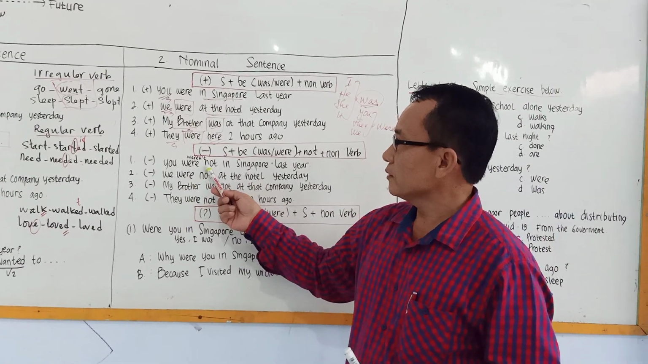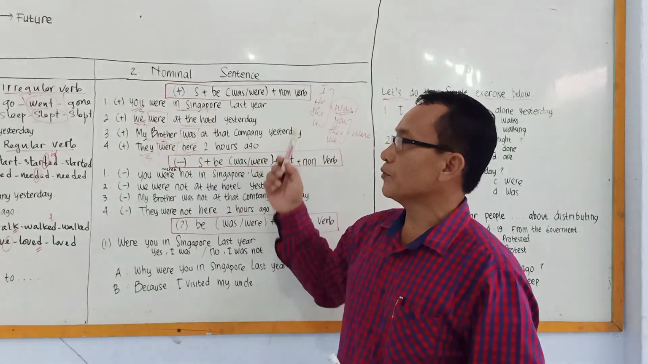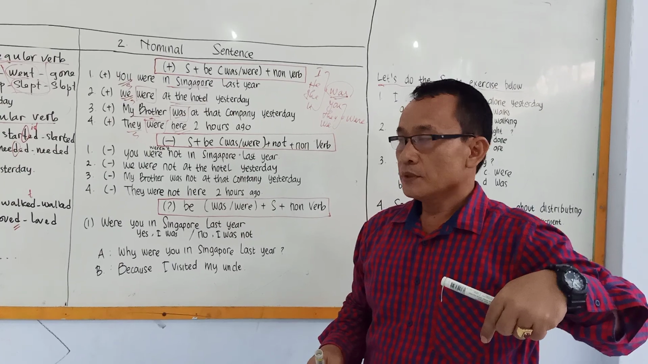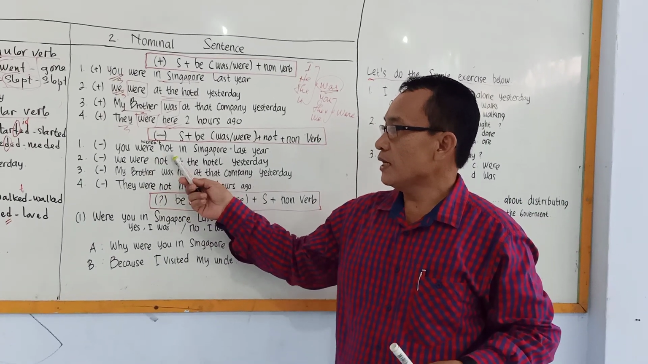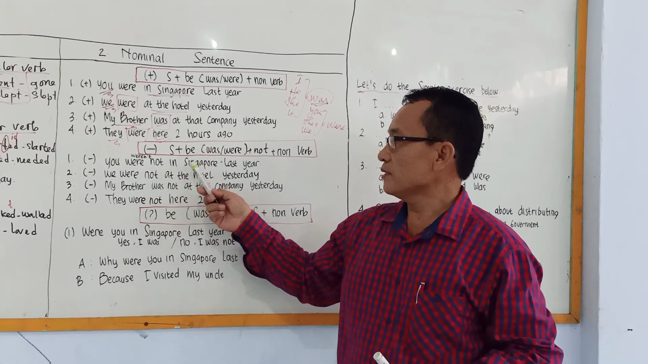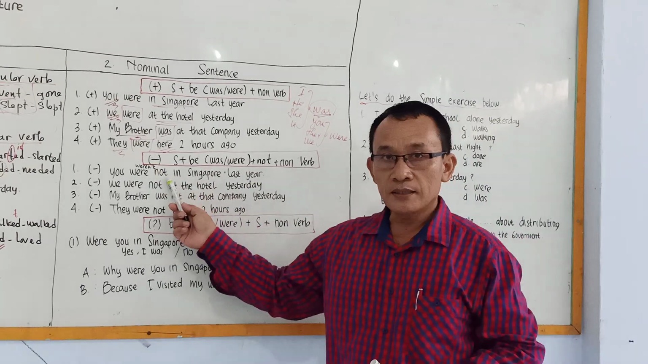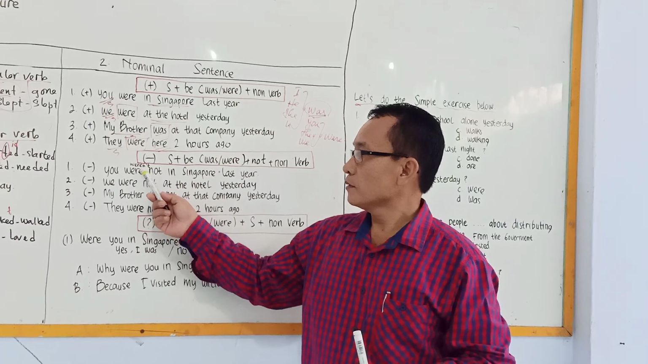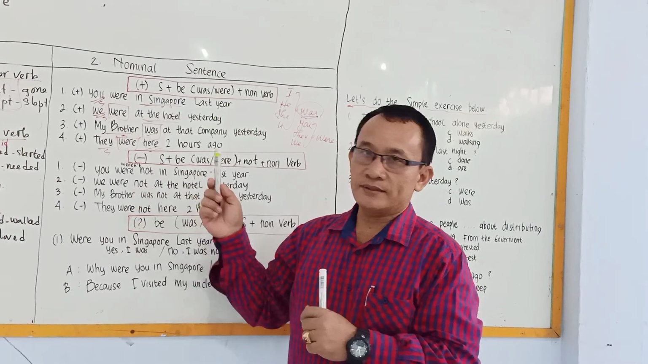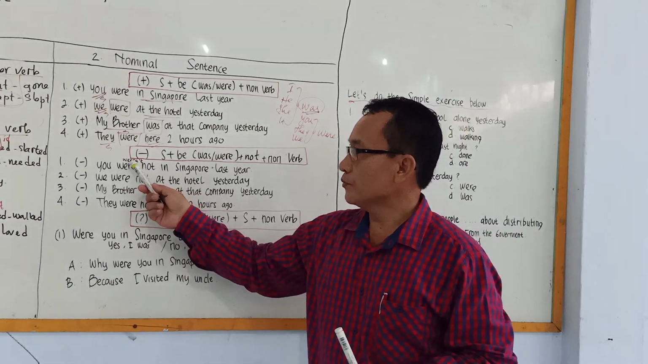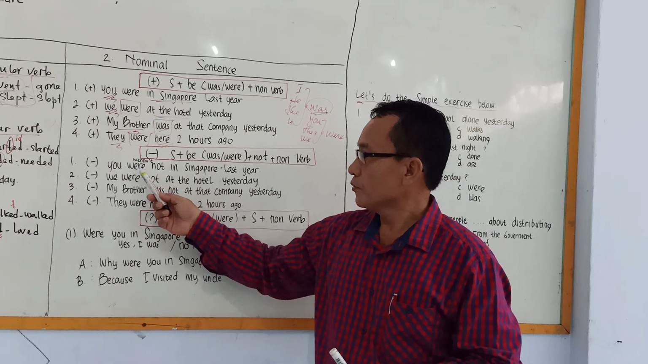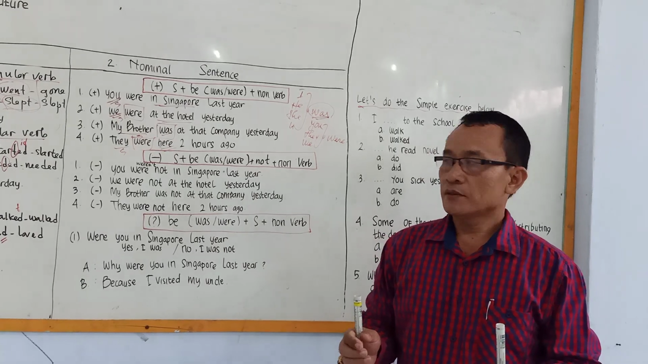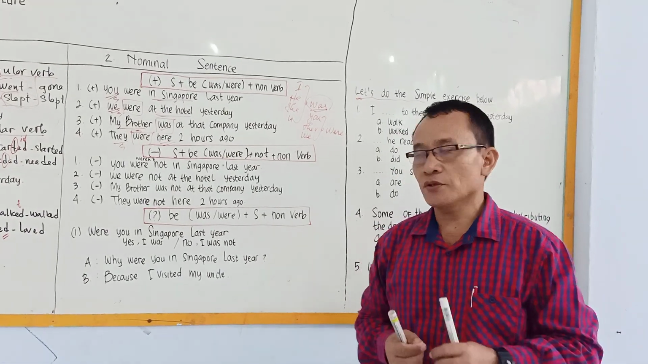You were in Singapore last year. So negative: you were not in Singapore last year. Were not is the short form of weren't. You weren't in Singapore last year. It's okay if you want to read the short form.